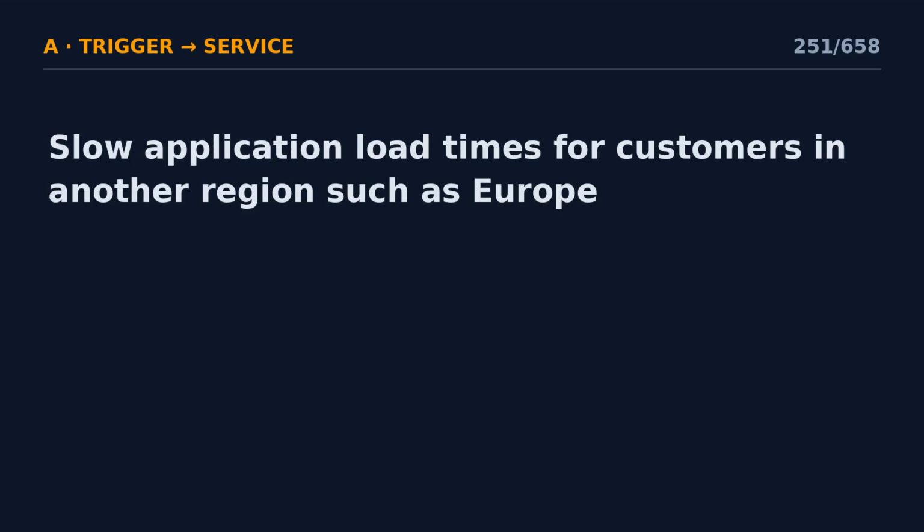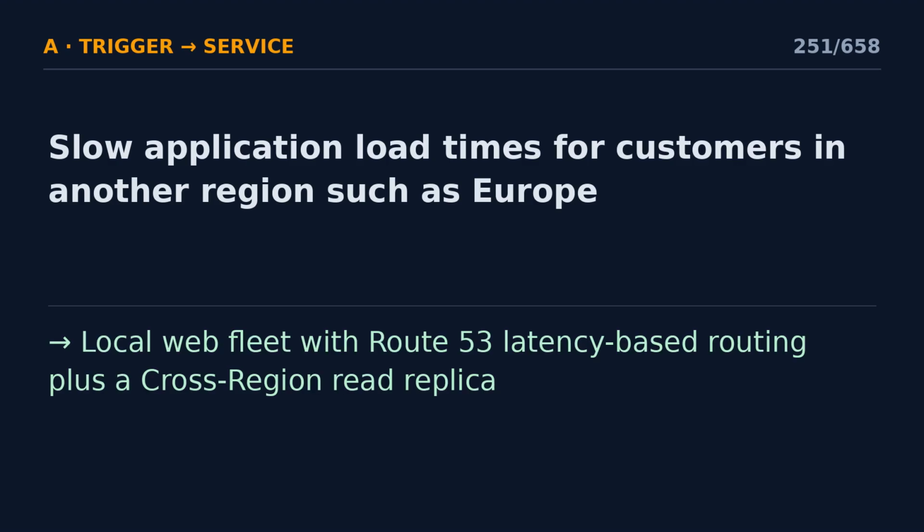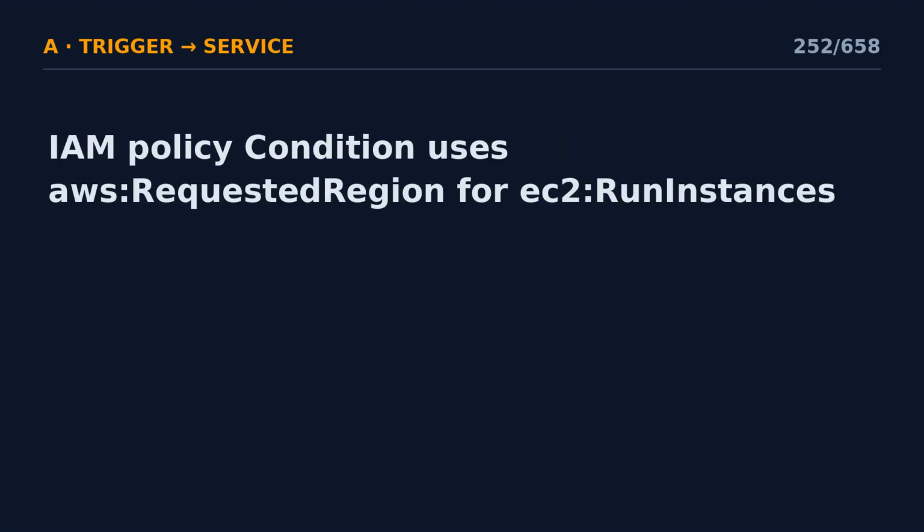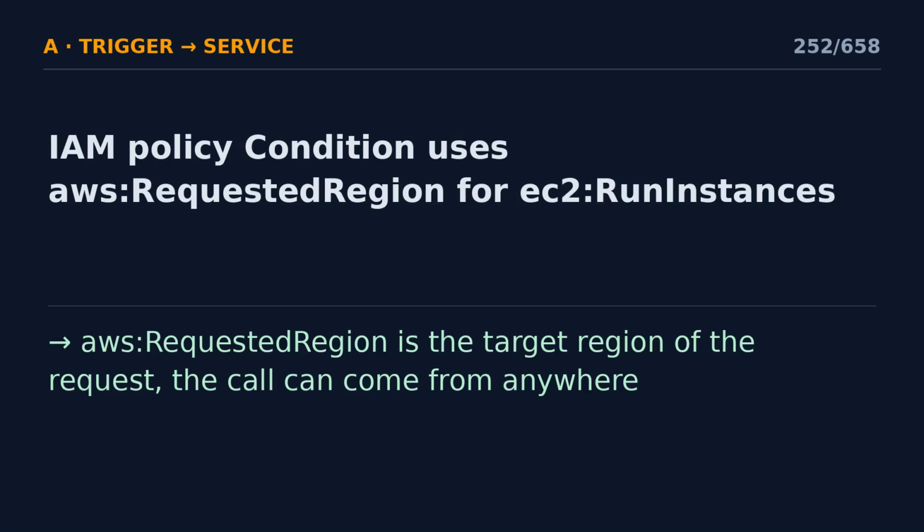Slow application load times for customers in another region, such as Europe. Answer: Local web fleet with Route 53 latency-based routing plus a cross-region read replica. IAM policy condition uses AWS requested region for EC2 run instances. Answer: AWS requested region is the target region of the request. The call can come from anywhere.